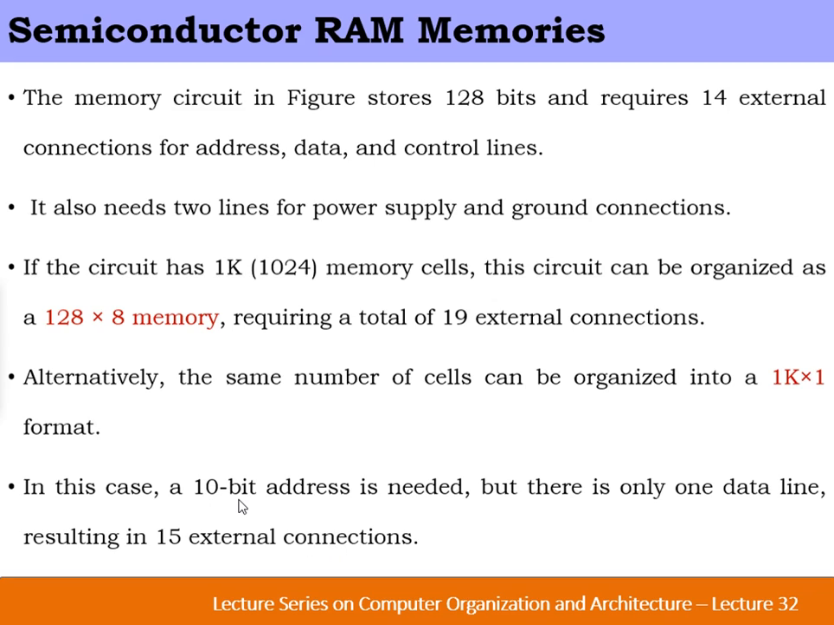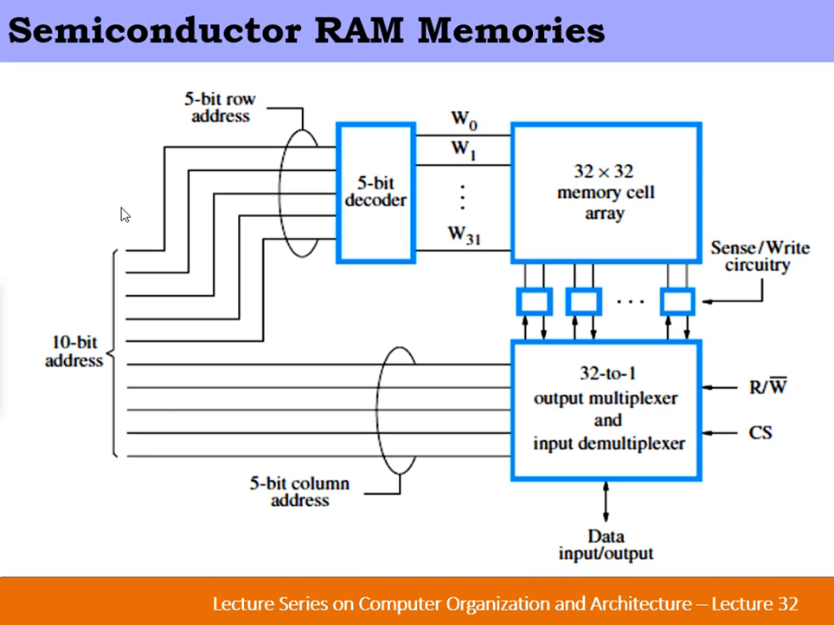Why? Because 10 bits for address and 1 bit for data come to 11 bits, and 2 bits for the R/W bar control signal and chip select make it 13, and 2 lines of external connections for power supply and ground. So in total it comes to 15 external connections. Now this is the arrangement of 1k into 1.